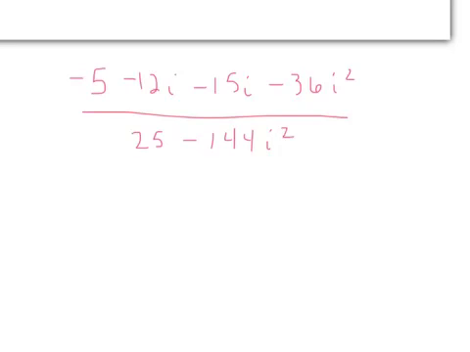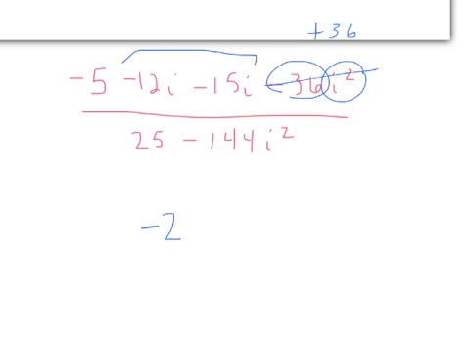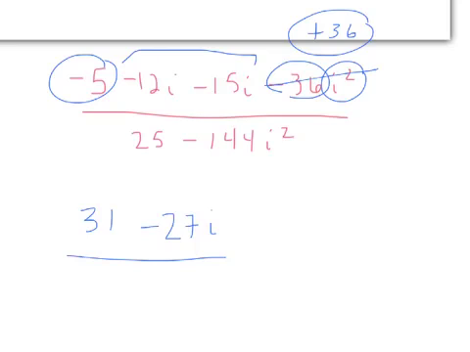The numerator, a negative 36 times i squared, which is negative 1, is really positive 36. This becomes negative 27i. And a positive 36 and a negative 5 is going to give me positive 31. So the numerator simplifies into 31 minus 27i. The denominator, though, this is a negative 144 times this, which is really negative 1. That's a positive 144. So we have 25 plus 144, which is 169.